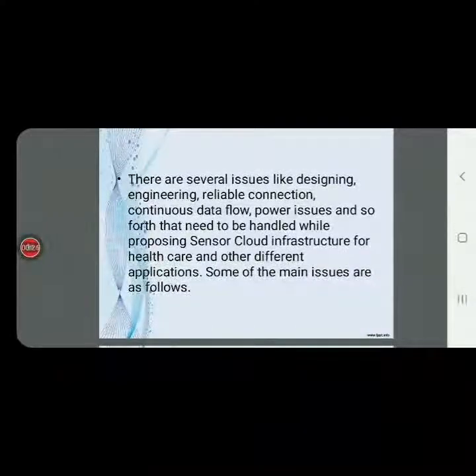There are several issues like designing, engineering, reliable connections, continuous data flow, power issue, and so forth that need to be handled while proposing sensor cloud infrastructure for healthcare and other different applications. Some of the main issues are as follows.